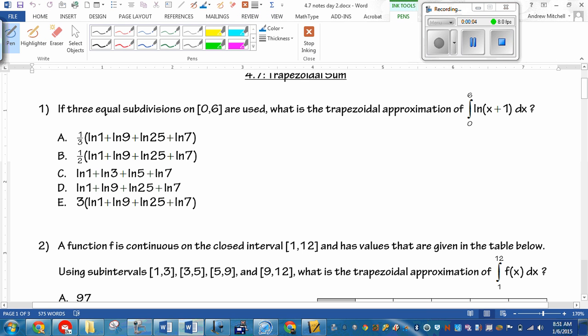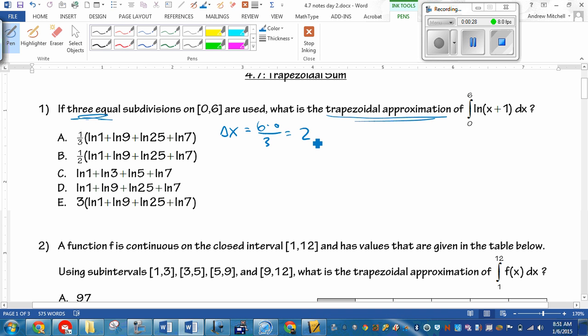In number one, we're asked to find the approximation of this definite integral using a trapezoidal approximation with 3 equal subintervals from 0 to 6. So we can figure out delta x by taking 6 minus 0 divided by 3. So our delta x is 2.